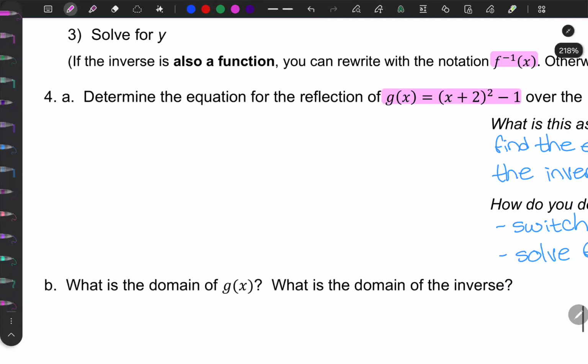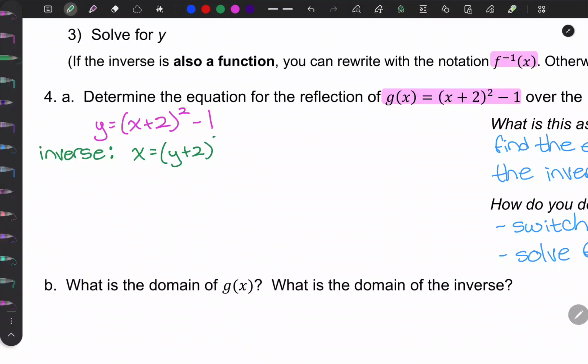So I'm going to start off by rewriting my equation. Instead of g of x, I will write it as y equals (x plus 2) squared minus 1. To find the inverse, we will write this as x equals (y plus 2) squared minus 1. And we want to try and rearrange to solve for y. Let's start by moving the 1 to the other side. So x plus 1 equals (y plus 2) squared.